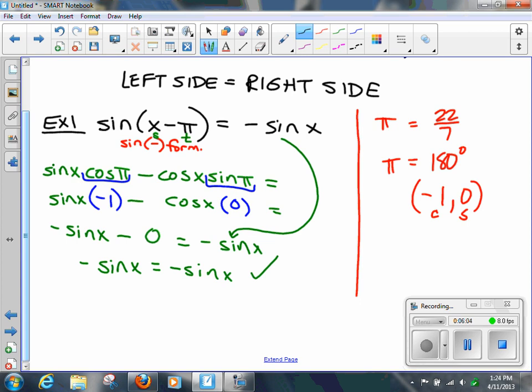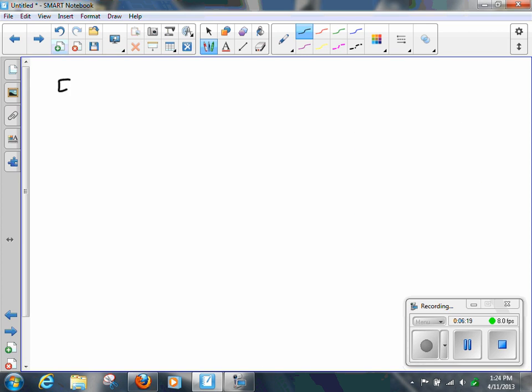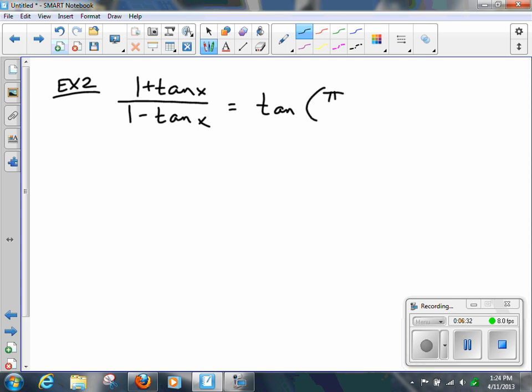Is it always going to be pi? It could be any angle off of the unit circle. So let's look at another one. Does this make sense? What we did was substituting. Here we go. Look at this one. 1 plus tangent x over 1 minus tangent x is equal to tangent of the quantity pi over 4 plus x.